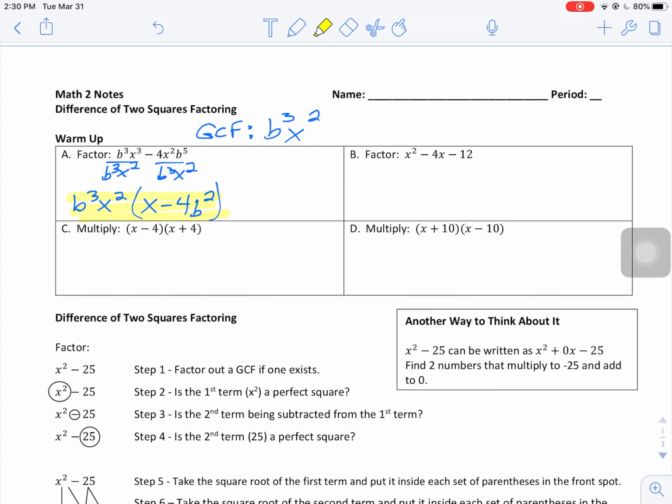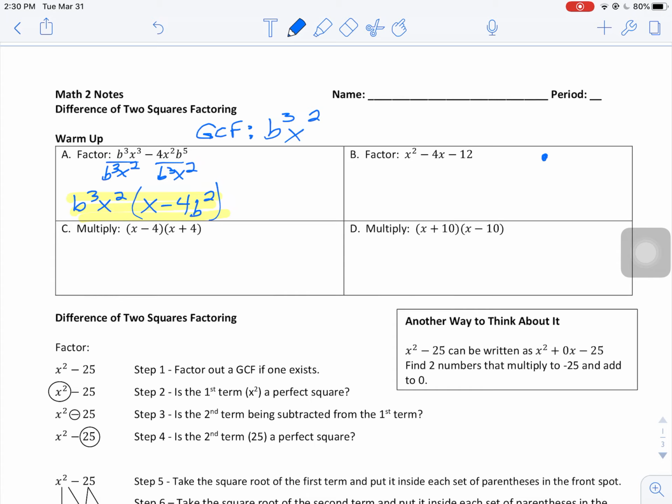For warm-up B, when we first look at that factoring problem, we look at all three terms, and there is no greatest common factor. So whenever you're trying to factor, always factor out a greatest common factor first if you see one. So since there's no GCF, when you look at this, you see three terms. So this is that basic trinomial factoring from yesterday.